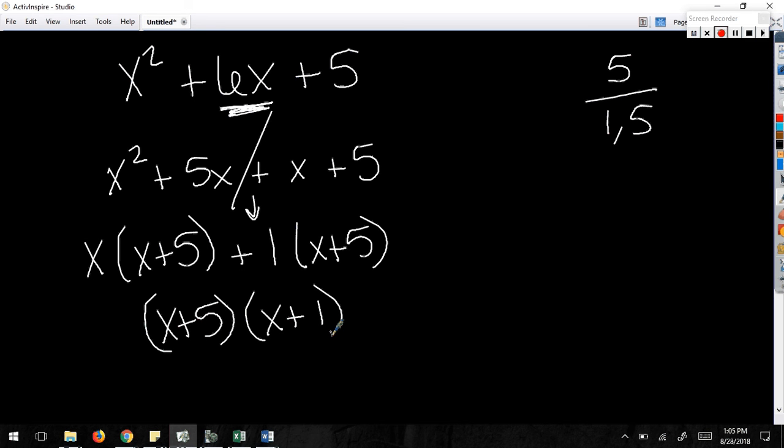That's okay. It takes practice. I promise. That's okay. How might I check this, by the way? Foil it back out, and it should come back out to this. So no, because what happens is you took this out as a GCF, and so this is what was left.